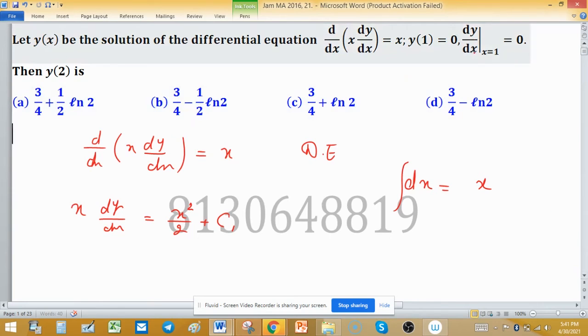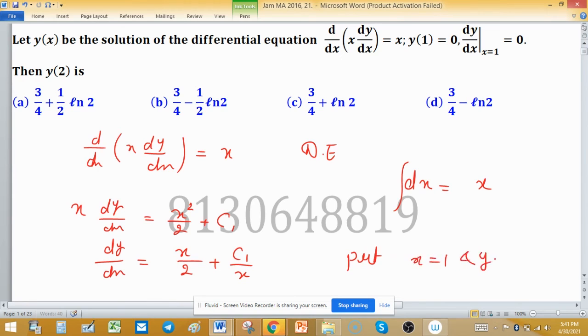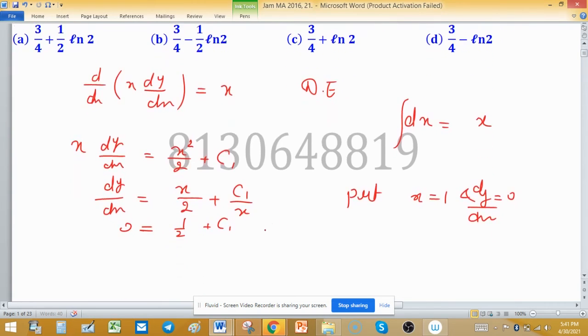Now dy over dx at x equal to 1 is 0. So put this value. So dy over dx is equal to x upon 2 plus c1 upon x. Put x equal to 1, dy upon dx is 0. So this is 0, this is half plus c1. This implies the value of c1 is minus half.